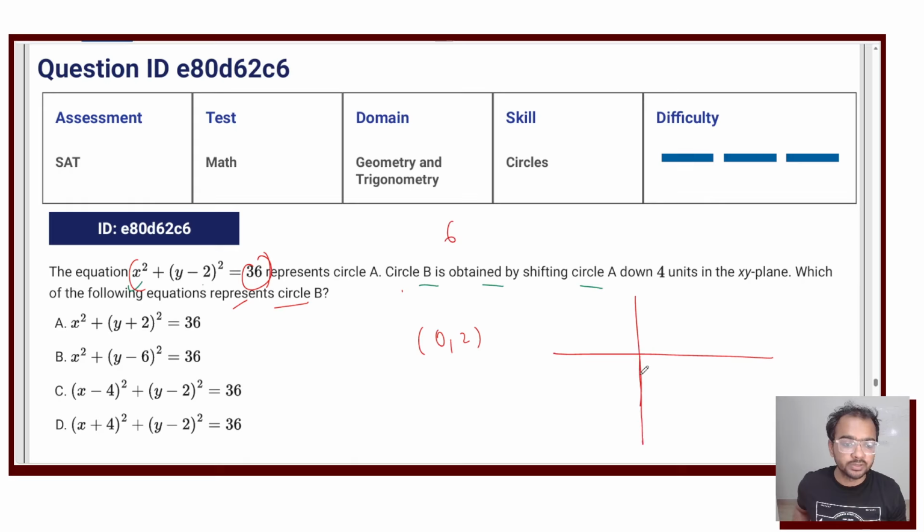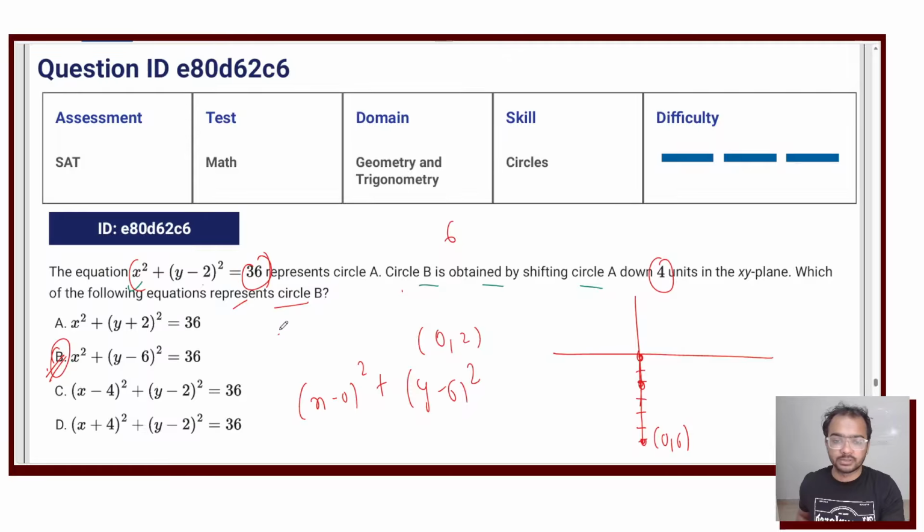0, 2 will be somewhere. This is x is 0, and you have 2 here. Bringing it down by 4 units, it will be here. That is 0, 6. So it should be having x minus 0 square plus y minus 6 square. And 36 should be on the other side, and it has to be B. Okay, that one was simple.